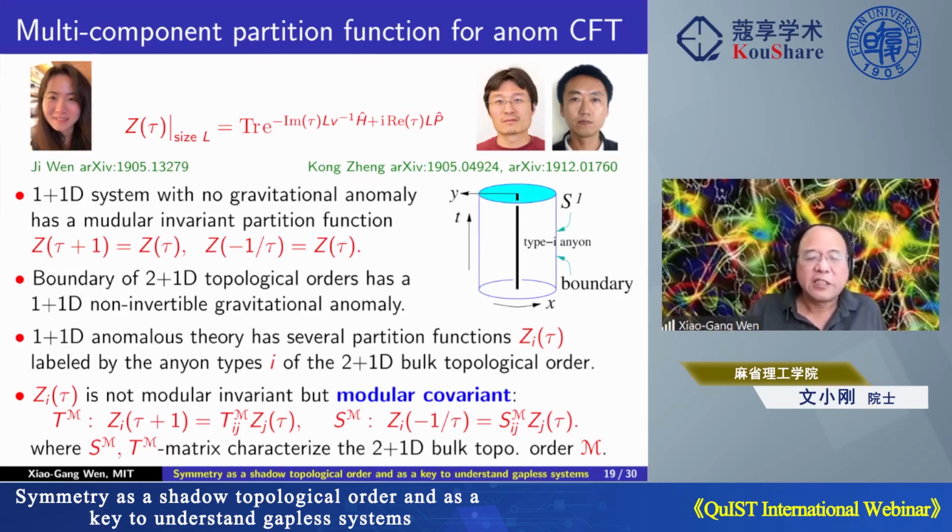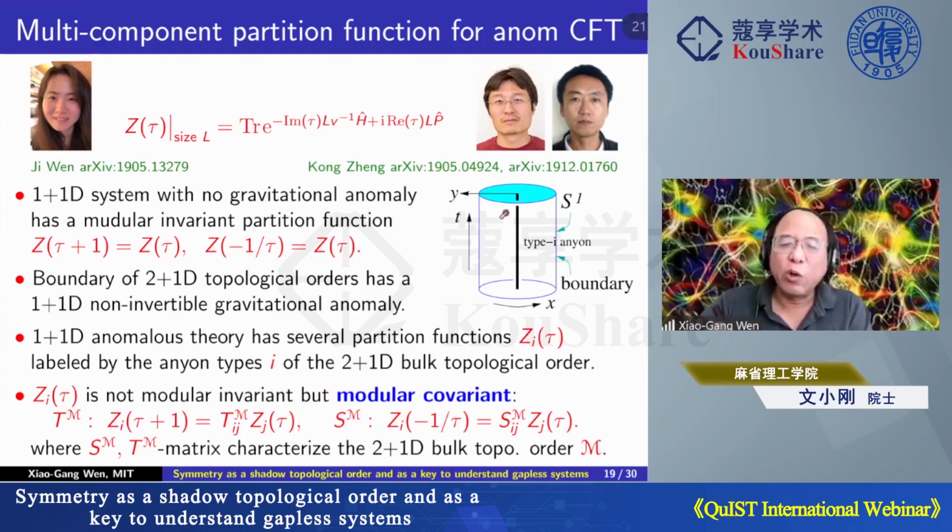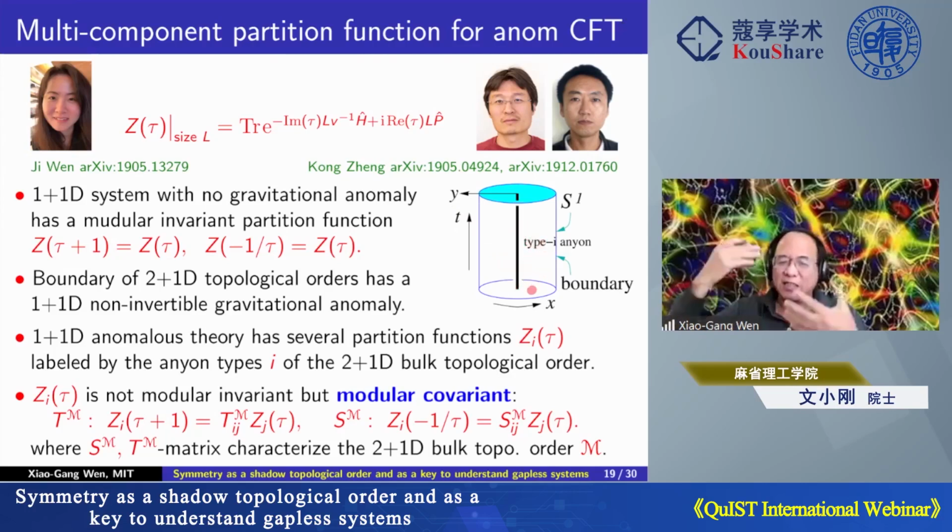Okay, so from this picture we can also see that the boundary partition function is not modular invariant but modular covariant. And this is because we can do a rotation. We can exchange this time and this radial direction. We can view the radial direction y as time, and t as y. Then this surface is like a space, like a torus. The torus has degenerate ground states.